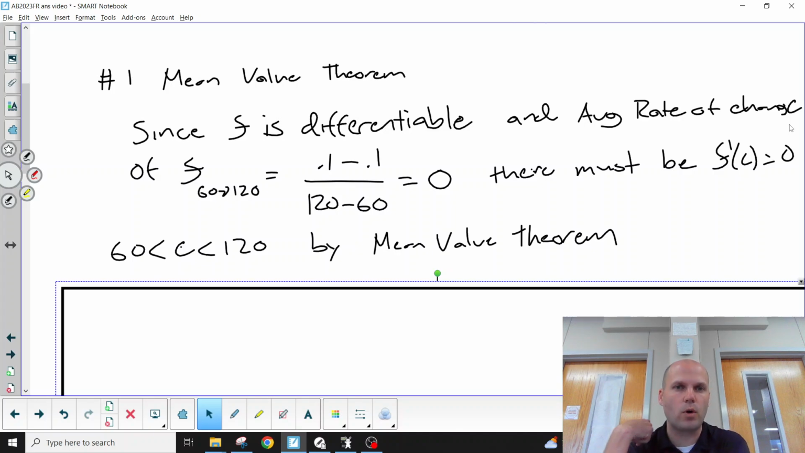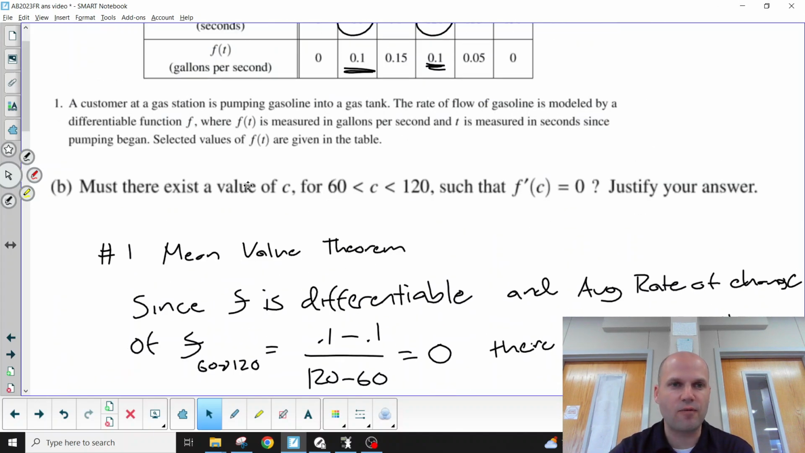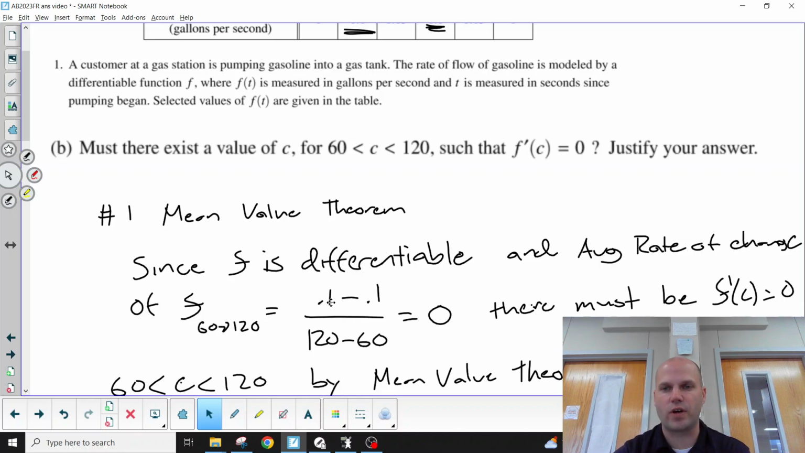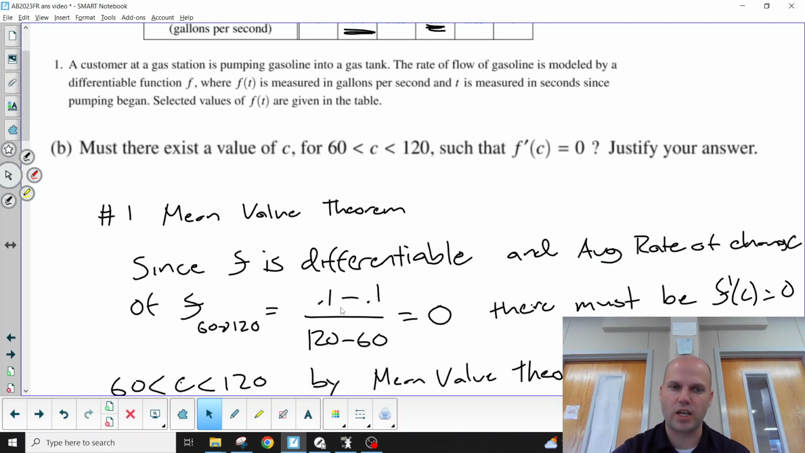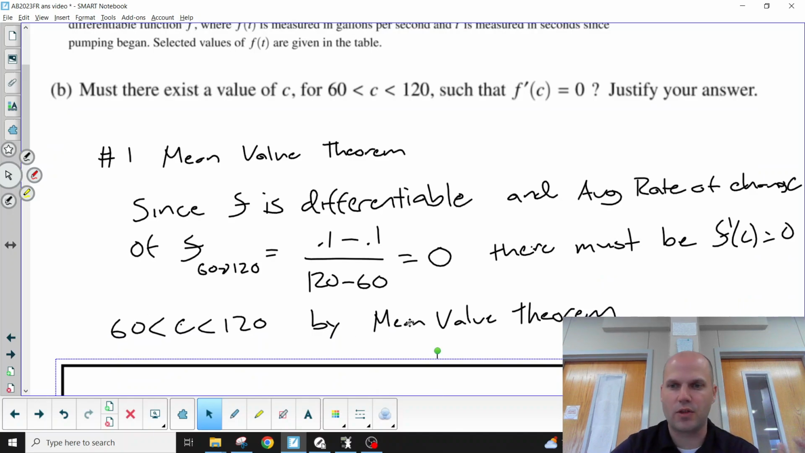Okay, so all they want you to do is probably say mean value theorem somewhere, and say that the function is differentiable, which means the mean value theorem can be applied. You're continuous and smoothly connected, no sharp points. They probably want you to find the average rate of change by doing y2 minus y1 over x2 minus x1. You get the average rate of change is 0. Therefore, there must be a c where the derivative equals 0 by the mean value theorem.